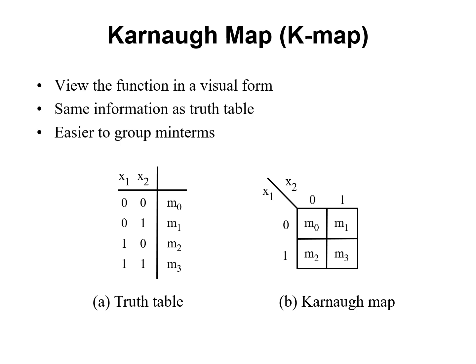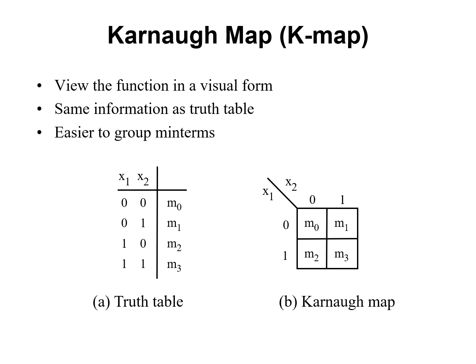As in the truth table, if it is 0, 0, the min term is M0. If it is 0, 1, the min term is M1. If it is 1, 0, the min term is M2. If it is 1, 1, the min term is M3. So this is the graphical representation of a truth table by using K-map.